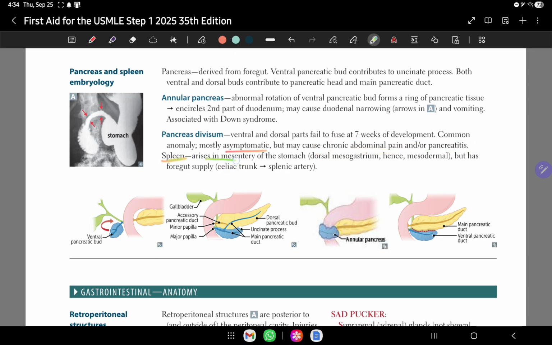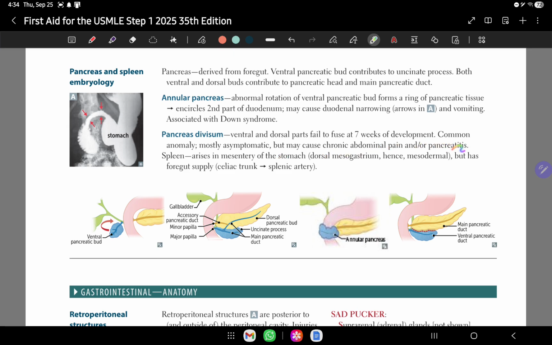Spleen. It arises in the mesentery of the stomach. So there is mesentery through which the organs are suspended in our abdomen. There is a ventral mesentery and a dorsal mesentery. The dorsal one is the mesentery which is attached to the posterior abdominal wall, and the ventral mesentery is the one which covers the anterior part of the organs. Like if this is the stomach, the anterior part is covered by the ventral, and the posterior part, which is attached to the posterior wall of the abdomen, is through the dorsal mesentery.